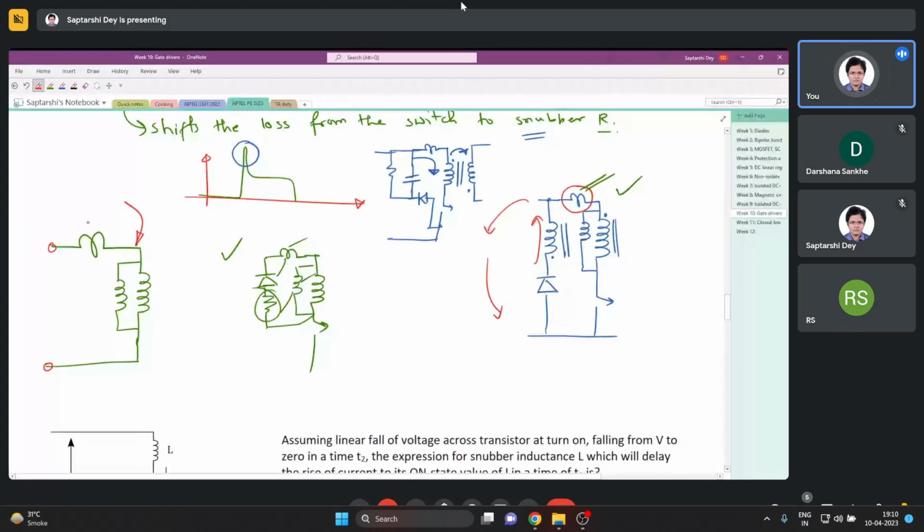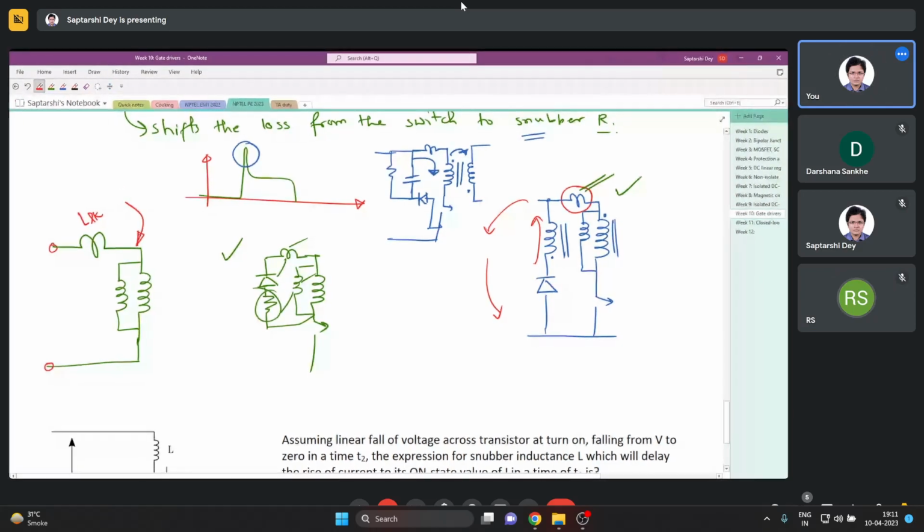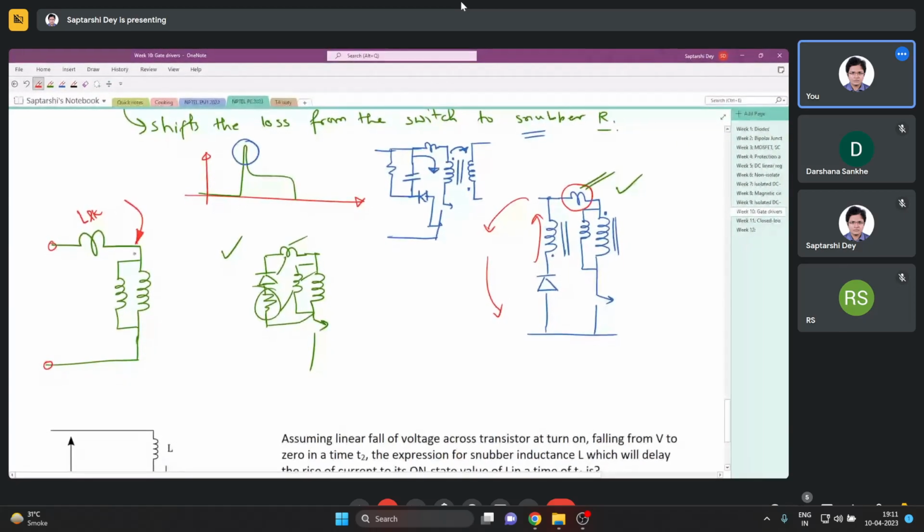because this leakage inductance is a lumped parameter. Are you sure that it was written they give back the stored leakage energy to the supply? Yes, sir. Sir, I will share that link. Okay, maybe there is something I don't know.